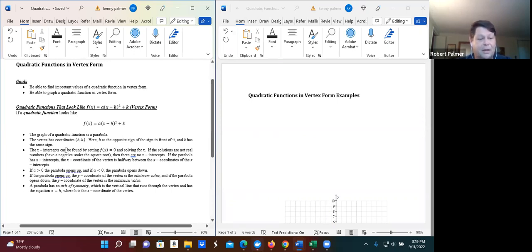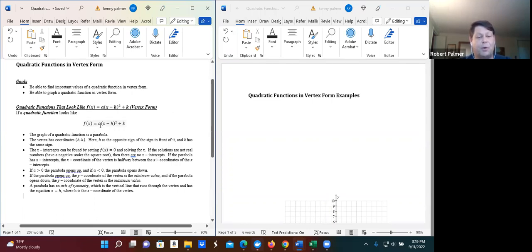If you want to find the x-intercepts, you find them by setting f of x equal to 0 and then solving for x. Now, if you end up getting the square root part equal to a negative number, or your solution is not real, which would be the same thing, it means you actually have no x-intercepts. The parabola does not cross the x-axis. Now, if the parabola has x-intercepts, the x-coordinate of the vertex is halfway between the x-coordinates of the intercepts.